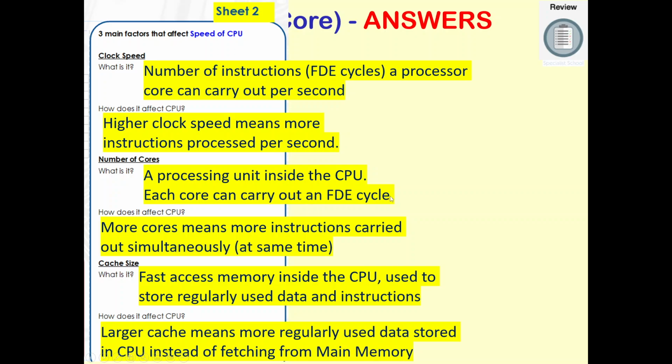Cores, a processing unit inside the CPU. Each core can carry out an FDE cycle. And the more cores you have, the more instructions it can carry out at the same time. And cache size. Fast access memory inside the CPU stores regularly used data and instructions. More cache, more regularly used data, less going to main memory.